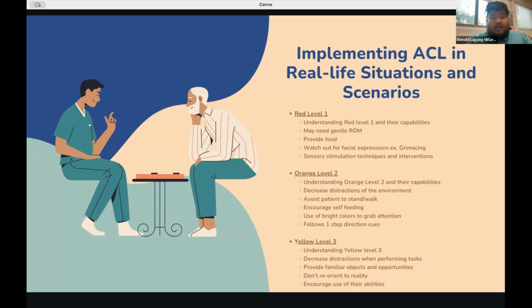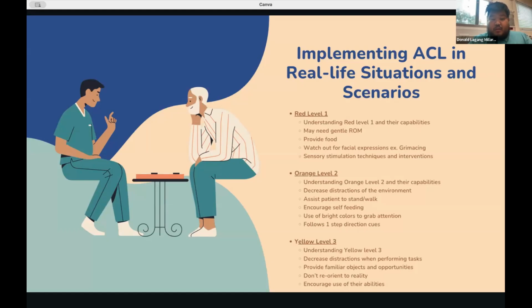Thank you, Darwin. So most of the patients or clientele there are bedbound patients, so more so the sensory aspect of it. Some techniques that will be done are sensory stimulation techniques and interventions. We want to provide food for the resident because they can't feed themselves. Provide gentle range of motion techniques so that they don't develop any contractures or muscle wasting. But we also want to watch out for facial expressions, because when you're doing the range of motion, you can experience some grimacing, which can indicate pain.